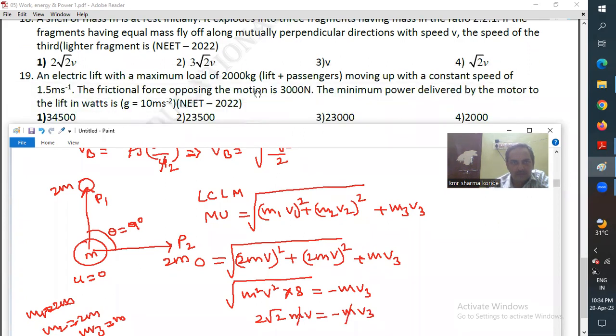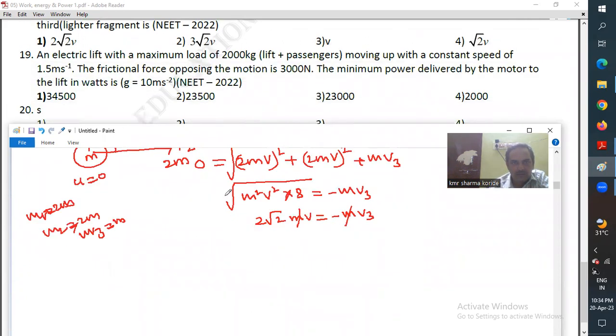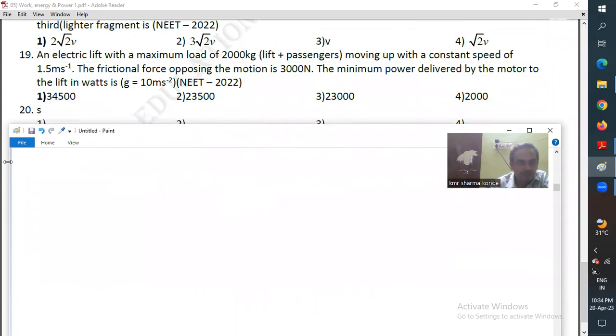Now moving to the next question. Question number 19. An electric lift with a maximum load of 2000 kg, so this is the mass of both lift and passengers, moving up with a constant speed of 1.5 meter per second. The frictional force opposing the motion is 3000 newtons. The minimum power delivered by the motor to the lift in watts.